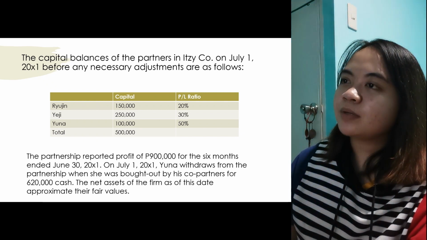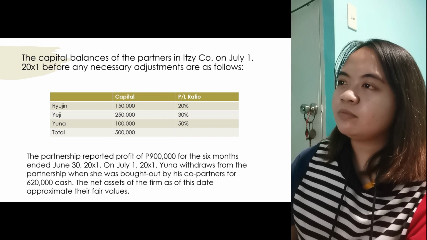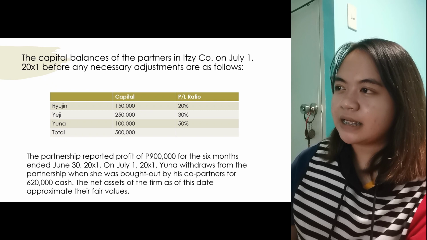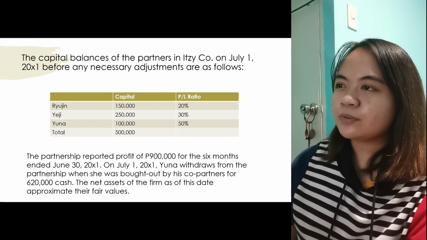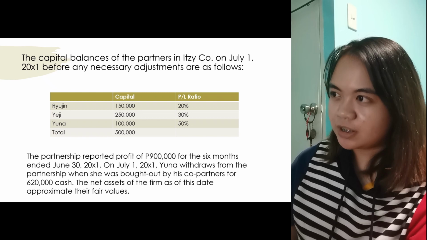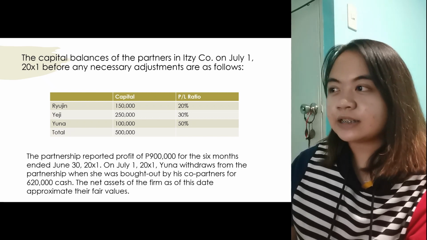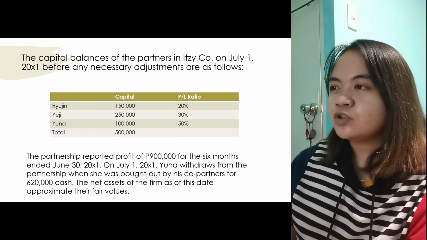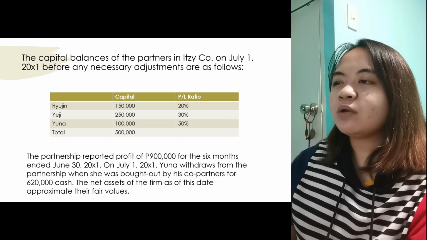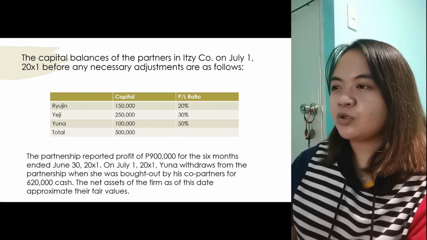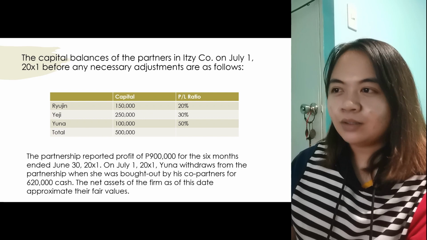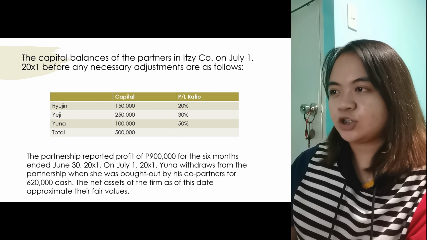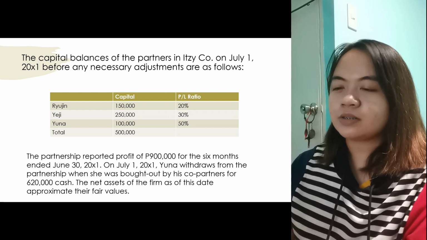We have the capital balances of partners in ITSICO on July 1, 20X1 before any necessary adjustment are as follows. You have Ryujin, 150,000, 20%, Yeji, 250,000, 30%, and then Yuna, 100,000, 50%, for a total of 500,000. That's a given. The partnership reported profit of 900,000 for the 6 months ended June 30, 20X1. On July 1, 20X1, Yuna withdraws from the partnership when she was bought out. Binili by her co-partners for 622,000 cash. The net assets of the firm as of this date approximate their fair value.